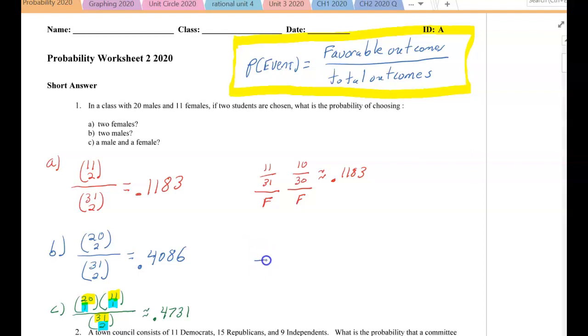For part B, if you wanted to use the dash method, 2 males. The probability of getting the first male is 20 out of 31. Second male would be 19 out of 30. Again, doing that on your calculator, you will get 0.4086. And you could do part C in a similar manner, but whenever possible, I actually just use combinations over combinations.